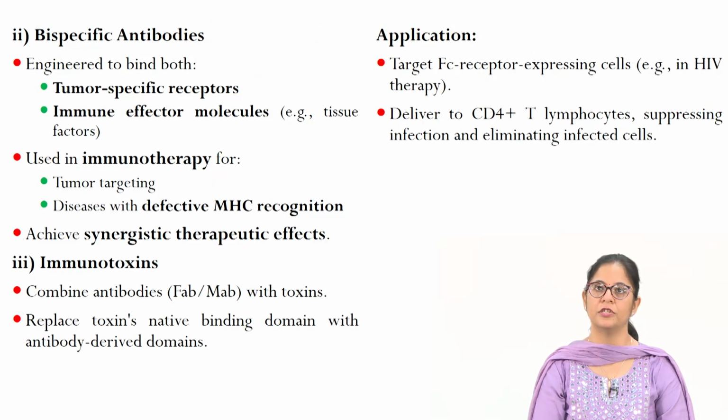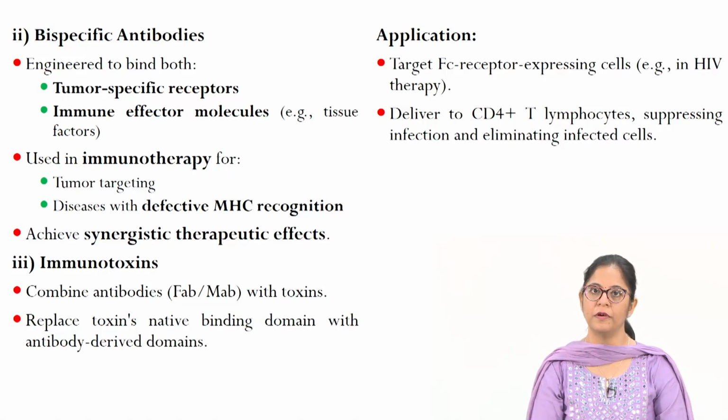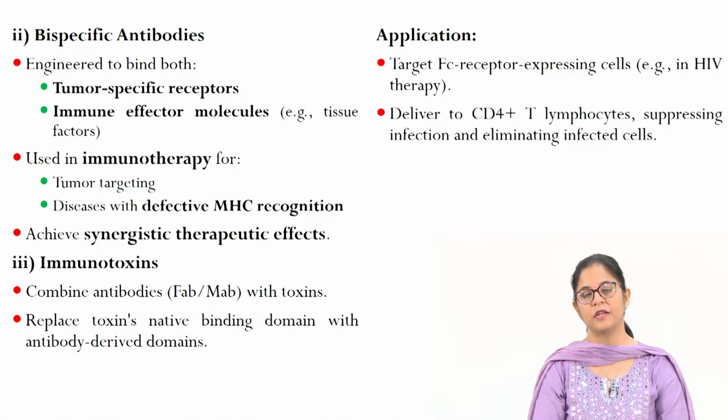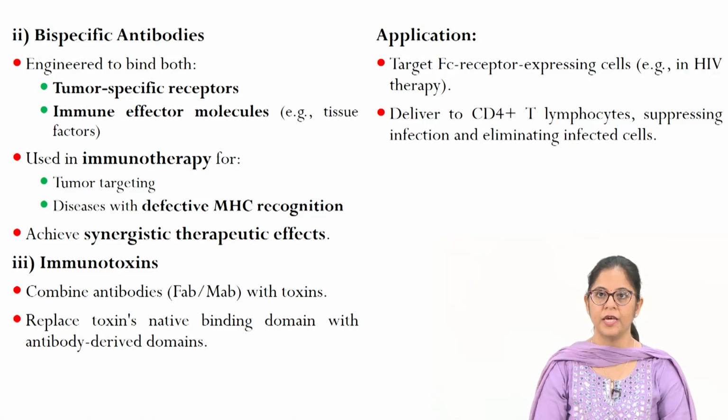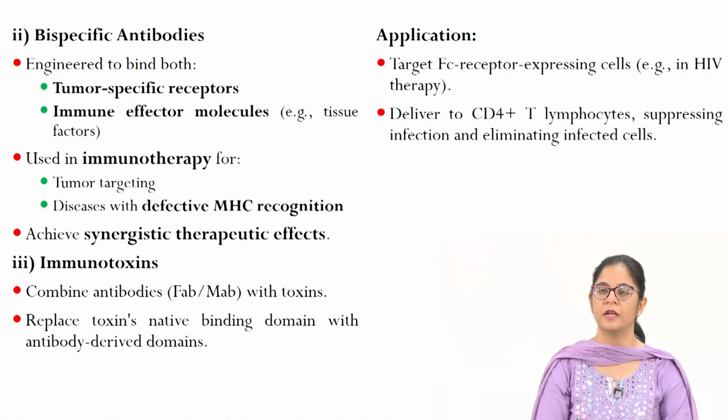Bispecific antibodies are engineered to bind both tumor-specific receptors and immune effector molecules, for example tissue factors. These are used in immunotherapy for tumor targeting and diseases with defective MHC recognition. These achieve synergistic therapeutic effects. The immunotoxins combine antibodies with toxin, replacing the toxin's native binding domain with antibody-derived domains. Applications are many, like targeting Fc receptor expressing cells in HIV therapy. Also helps in delivery of CD4 plus T lymphocytes, suppressing infections and eliminating the infected cells.